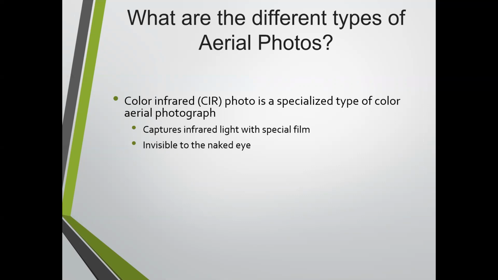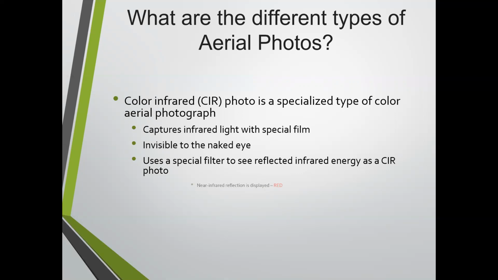They're just like arrows that point directly to where the nectar is, that you can't see on the typical petal of a flower, but an insect can see that, and it guides it right to where it needs to go. That's because they can see in that infrared portion of the spectrum, and we can't. So you can use a special filter to see reflected infrared energy on a CIR photo.